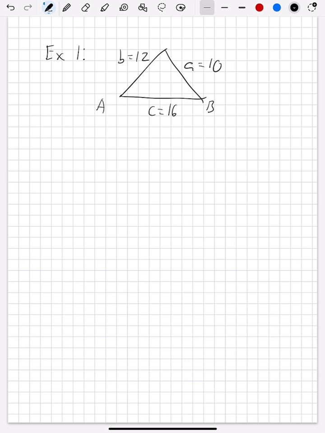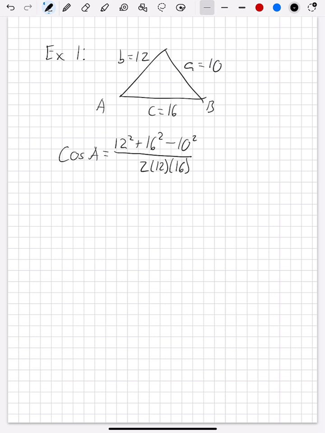So the cosine of A, which I don't know what A is yet, is equal to B squared, so 12 squared, plus C squared, so 16 squared, minus A squared, so 10 squared, all over 2 times 12 times 16, because it's 2 times B times C. So I plug this in the calculator. The only thing is I get cosine of A is equal to something.